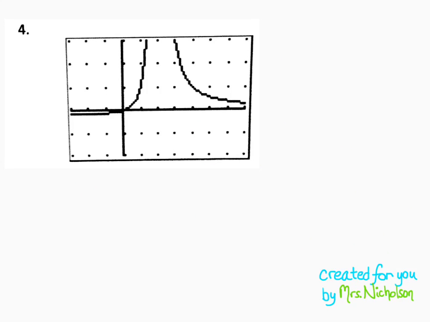Question number 4, we're going to do the same thing. Let's go through the RATIO process. For roots, this time it looks like the only root I have is at x equals 0. And so for my equation, that means in the numerator, I'm just going to have an x.